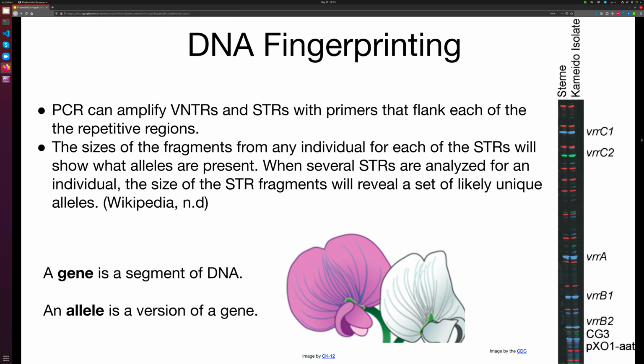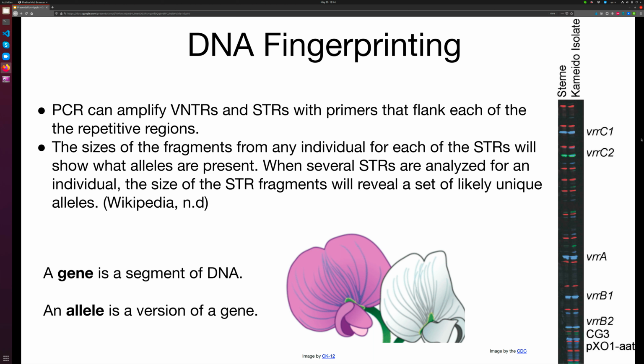So PCR can amplify VNTRs and STRs with primers that flank each of the repetitive regions. The sizes of the fragments from any individual for each of the STRs will show what alleles are present. When several STRs are analyzed for an individual, the size of the STR fragments will reveal a set of likely unique alleles.